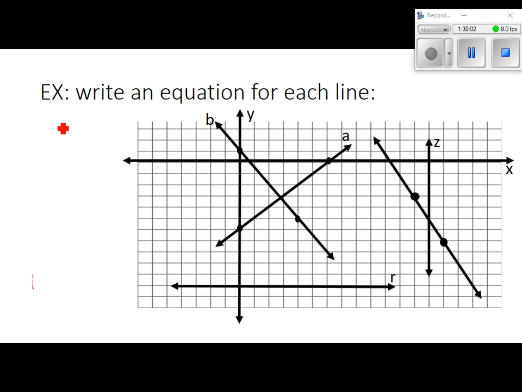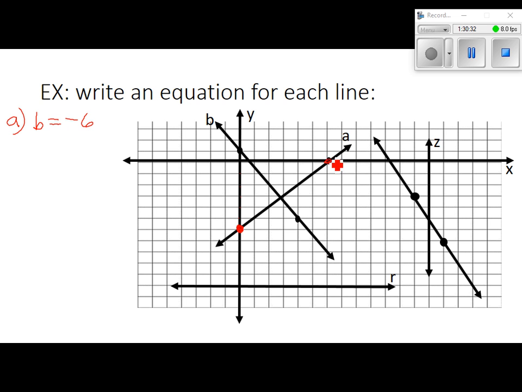So if I'm looking at each of these, we'll do line A first. We're going to write an equation for line A. Most of you like slope-intercept form better, so that's what we're gonna use on this one. All we're gonna do is find the slope and the y-intercept. The y-intercept's usually pretty easy to find because it's just where it crosses the y-axis. Line A crosses it right there, which is 1, 2, 3, 4, 5, 6, negative 6.